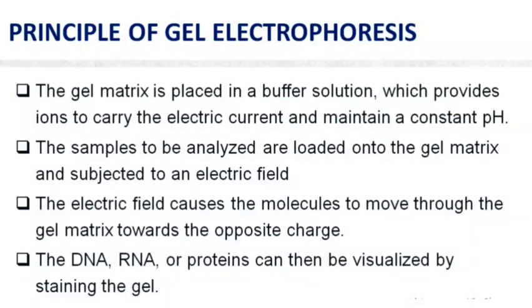The gel matrix is placed in a buffer solution, which provides ions to carry the electric current and maintain a constant pH. The samples to be analyzed are loaded into the gel matrix and subjected to an electric field. The electric field causes the molecules to move through the gel matrix towards the opposite charge. DNA, RNA, or protein can then be visualized by staining the gel.